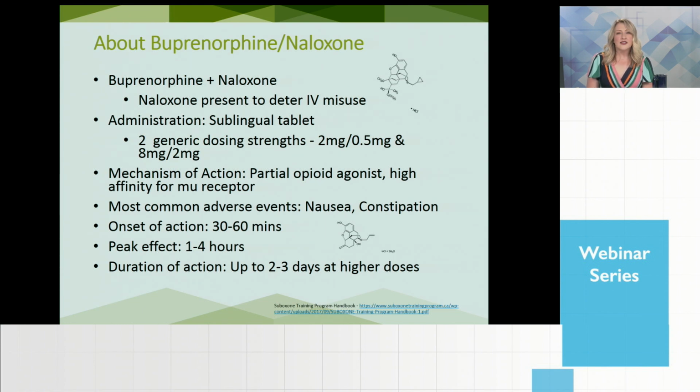Most common adverse events: this is an opioid, so you're going to see nausea, you're going to see constipation. I see patients complain of sweating, and just like many drugs we use, there's a long list of side effects, but I find it's generally well tolerated. Onset of action takes about 30 to 60 minutes, and you're going to have a peak effect in 1 to 4 hours.